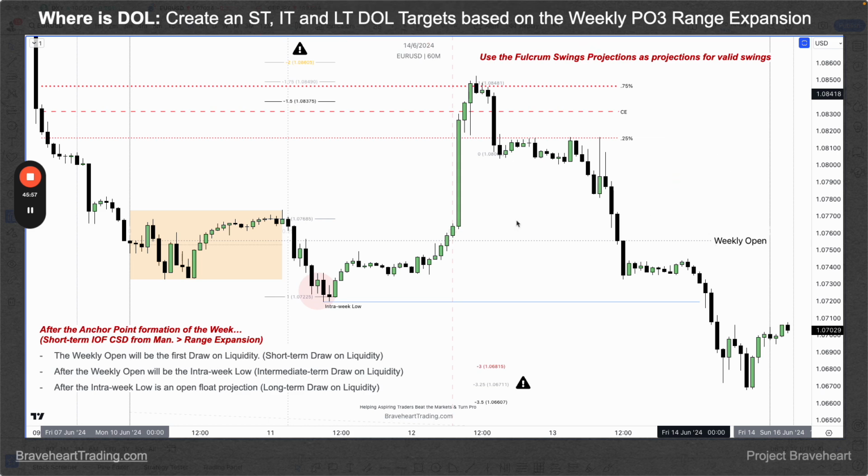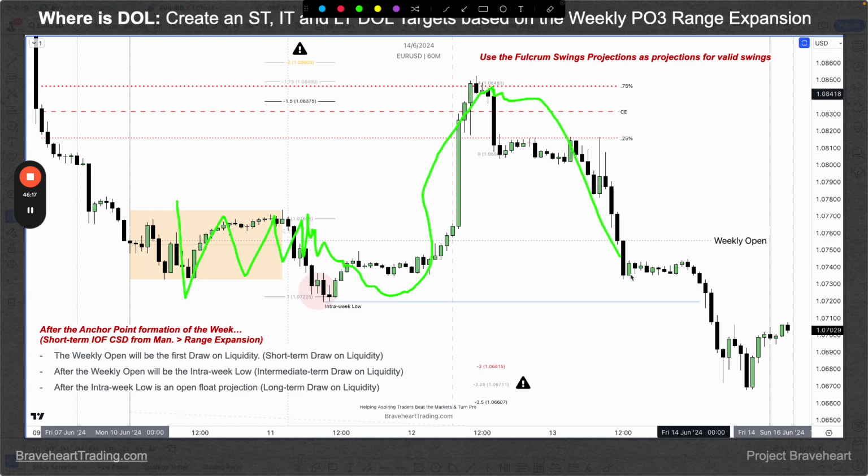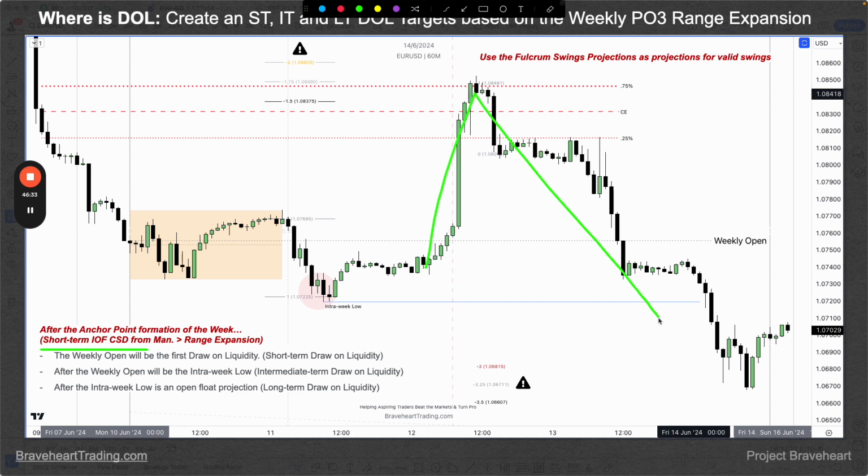Okay? So after the anchor point formation of the week, okay, so that's when it goes from manipulation to range expansion. And the short-term order flow, okay, so that's intra-week. The short-term order flow will go from consolidation, manipulation, Judas swing, range expansion, right? The short-term order flow is constantly adjusting and changing, right? But we want to focus on when this changes from manipulation to range expansion. That's when we want to start framing the draws on liquidity.